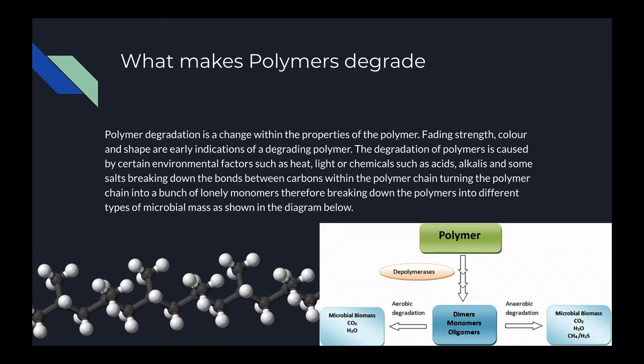So what makes a polymer degrade? Polymer degradation is a change within the properties of the polymer. Fading strength, color, and shape are early indications of a degrading polymer.